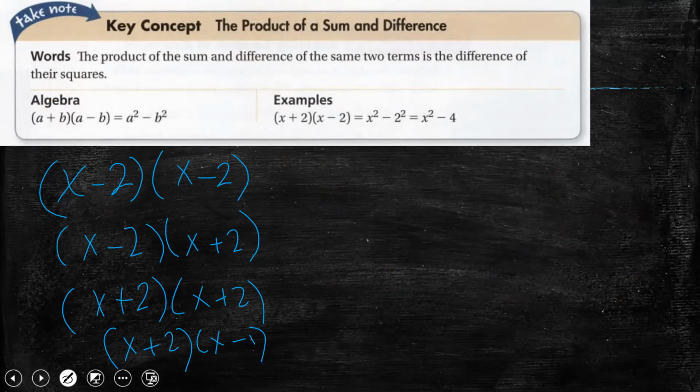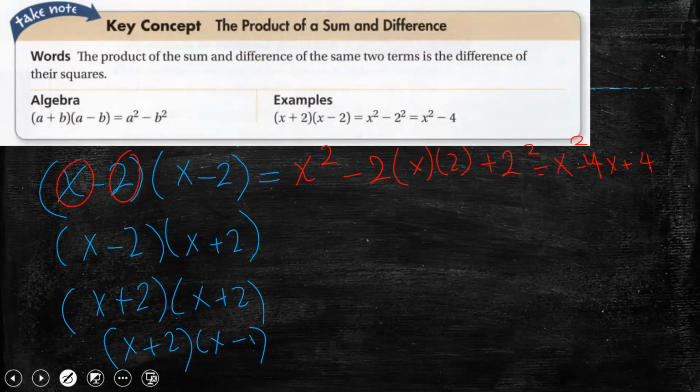Let's multiply them. The first way: we said that if we have 2 binomials that have the same term and the same sign, we just use the square of the binomial. What did we say? X minus 2 squared: x squared minus 2 times x times 2 plus 2 squared. This is the formula of it. So I can write it now as x squared minus 4x plus 4.